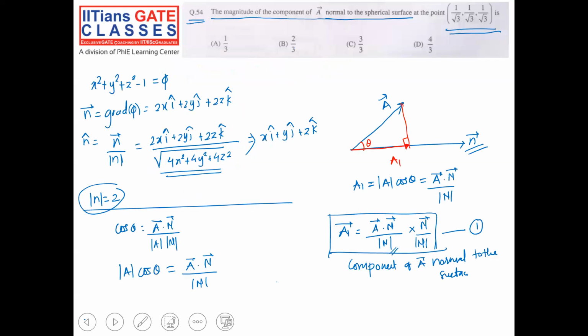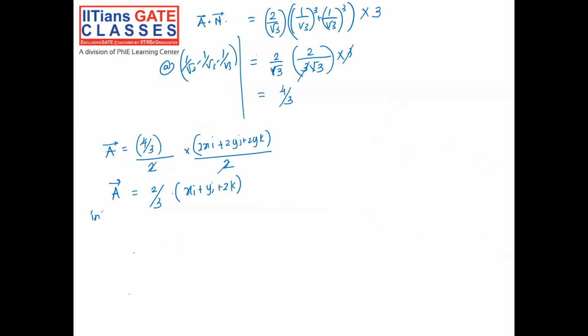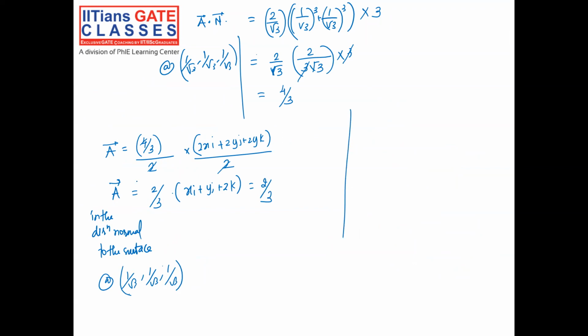But the question is the magnitude of the component of A bar. So this is our A bar in the direction normal to the surface. They are asking the magnitude of this at 1 by root 3, comma 1 by root 3, comma 1 by root 3. So if you put 1 by root 3, 1 by root 3, 1 by root 3 here and take a magnitude, you will again end up with 2 by 3. Why? Because this 2 by 3 is anyway constant, so you take it outside. Under root of x square plus y square plus z square will be the magnitude of this vector, correct?